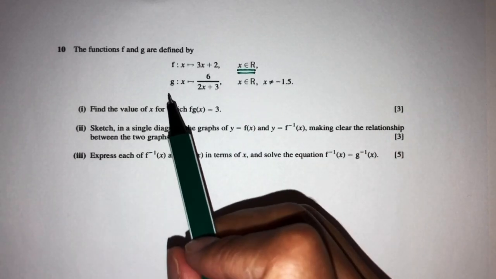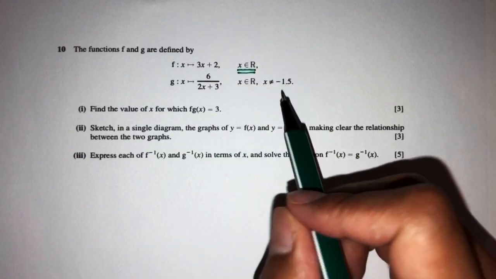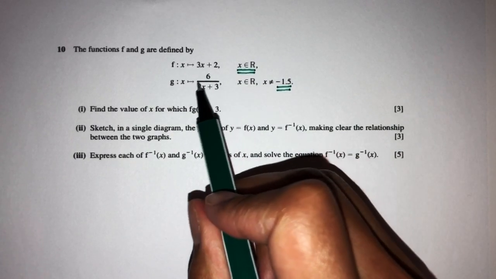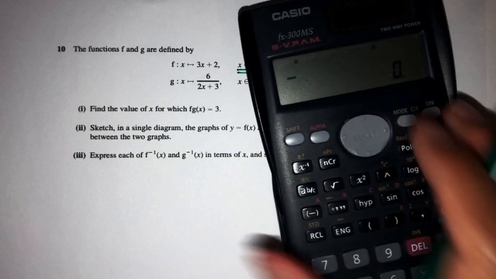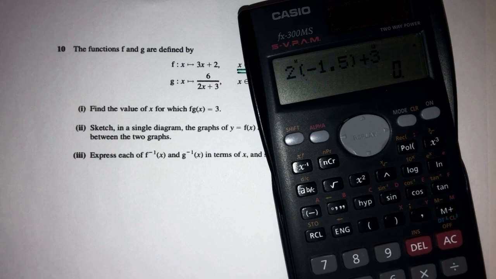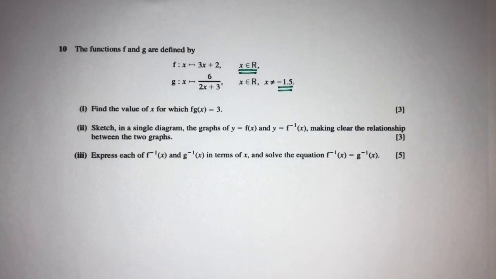Now we have g of x equal to this one, where x cannot be minus 1.5. Makes sense because we cannot divide by 0. If you take the value of 2 times minus 1.5 plus 3, that will be 0. So 6 cannot be divided by 0, if that makes sense.